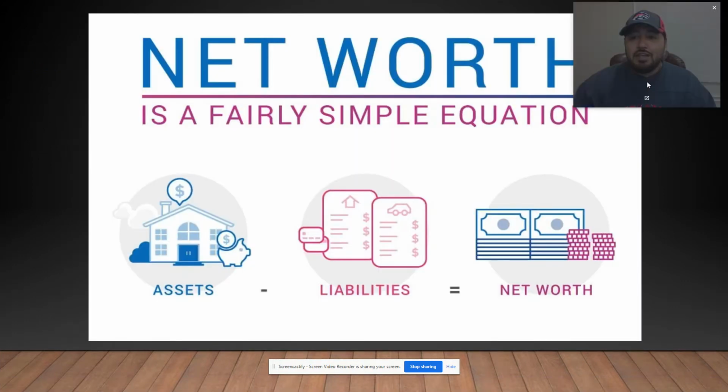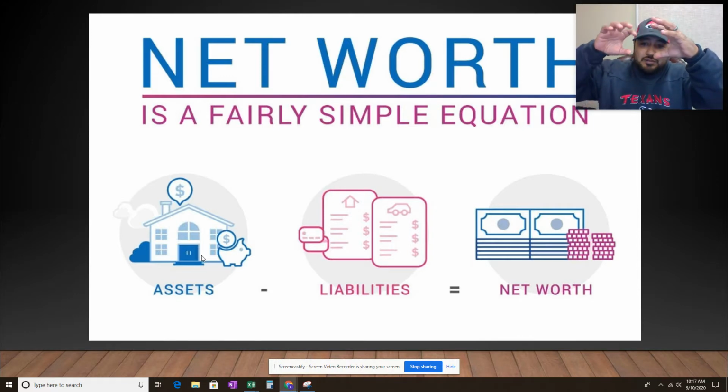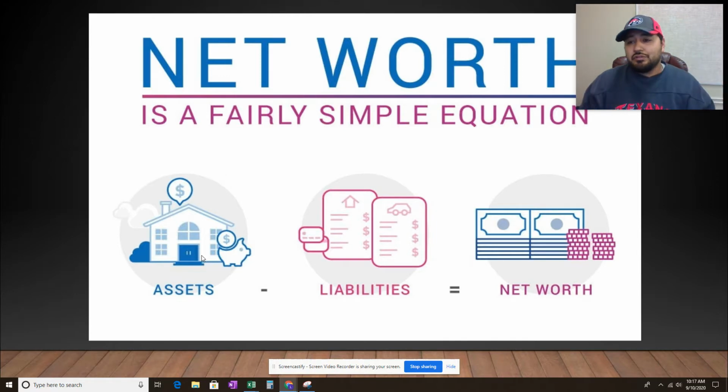So, net worth is really a fairly simple equation. You take your assets, all of your asset value, and you subtract your liabilities, and that's your net worth, whatever you're left with. So assets, you're going to take your assets, subtract your liabilities, you have your net worth. Very simple.